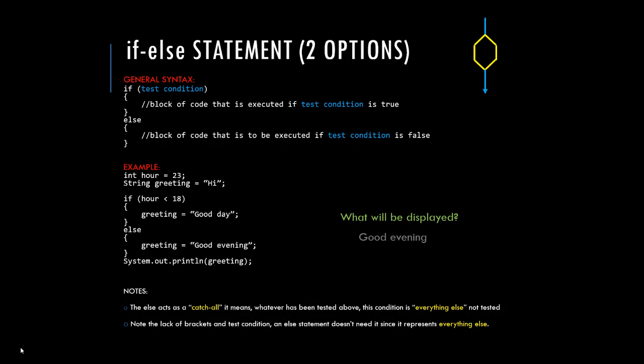But note the lack of brackets and the test condition. An else statement doesn't need it since it represents literally everything else. There's no condition after the else. And only one branch of code will be executed. So if the flow goes into the if statement, the else code is actually skipped. If the test condition is true, then it would change the greeting, but the else is never actually checked. It's never actually run. So it's completely ignored at that point, and it would just go right to the output statement that follows our if-else conditions.